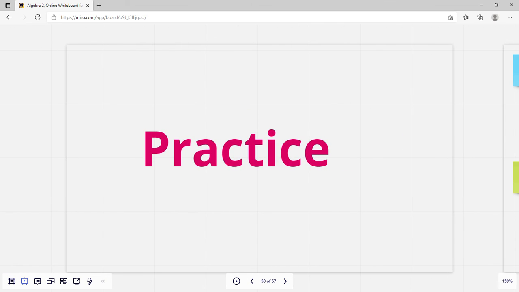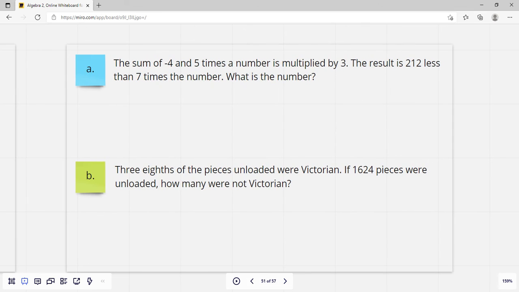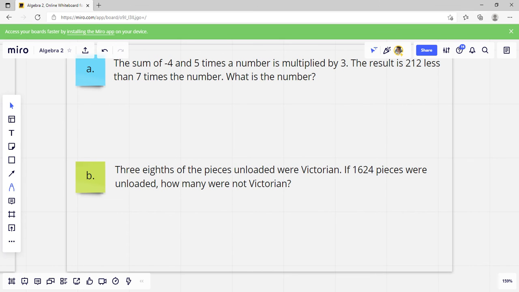Alright, go ahead and pause the video and work the practice problems, and then I'll work them for you. Alright, so this first one is one of the ones where we have to make it into an algebra problem from a word problem. The sum of -4 and 5 times a number. So if I've got 5 times my number minus 4, right, is multiplied by 3. So this whole thing has to be multiplied by 3.